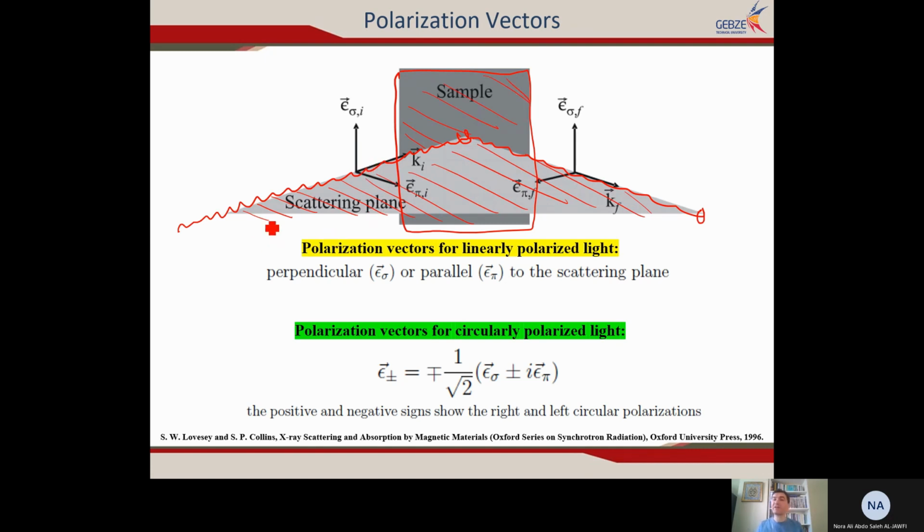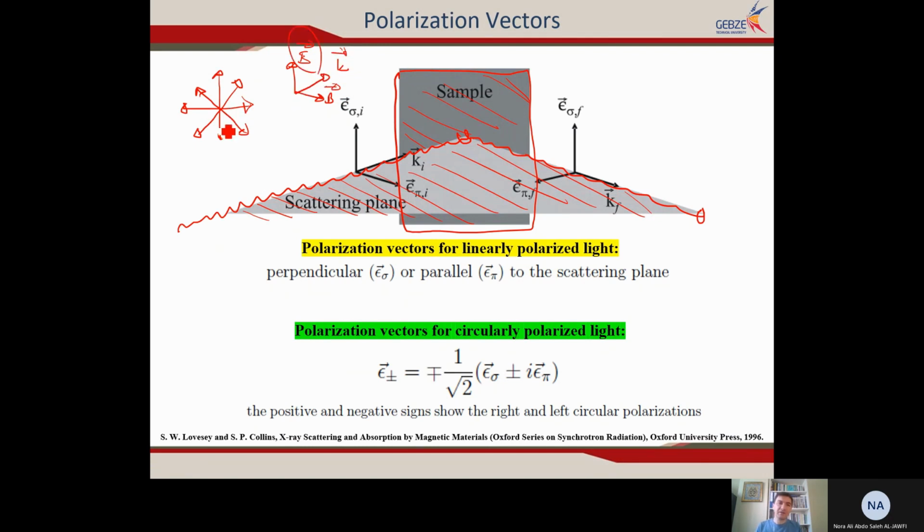And what about the polarization vectors? In an unpolarized light, we have electric field component of the light in any direction. Okay, this is a schematic representation of unpolarized light. So these are the electric field components. You know, light has 3 components: electric field component, magnetic field component, which are perpendicular to each other, and also there is a propagation vector K, okay? This is E, this is B, and this is K, propagation vector.